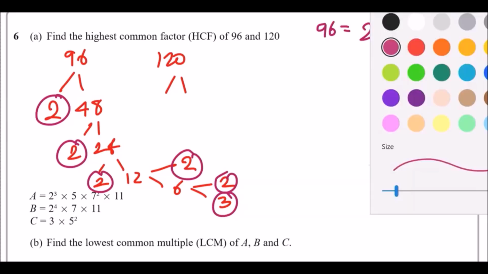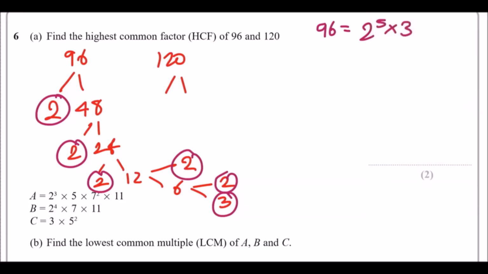Okay, so let me just change the color a bit. So 120, and you can do it any way. I'm going to break this down into 12 times 10. So you've got 12 and 10. 12 can be broken down into 2 and 6, and 6 is broken down into 2 and 3.